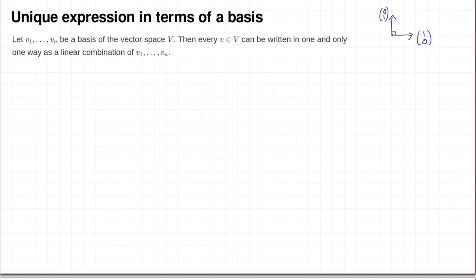What made these vectors suitable for coordinatizing was the fact that you could write every single element of R squared uniquely as a linear combination of (1, 0) and (0, 1).